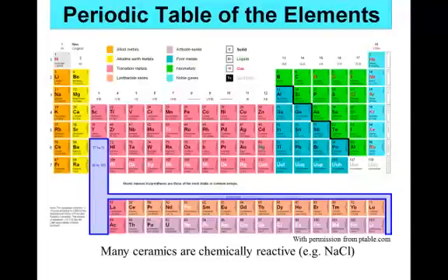Okay, I mentioned another thing about ceramics is that most of the ceramics we will deal with are not chemically reactive. They're very resistant to chemical attack, and that's important. That makes them durable for use as prosthetic materials. However, many ceramics are actually chemically reactive.